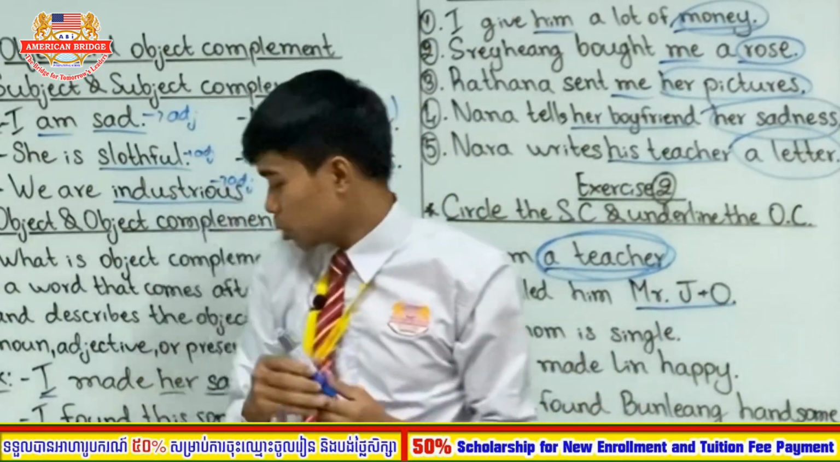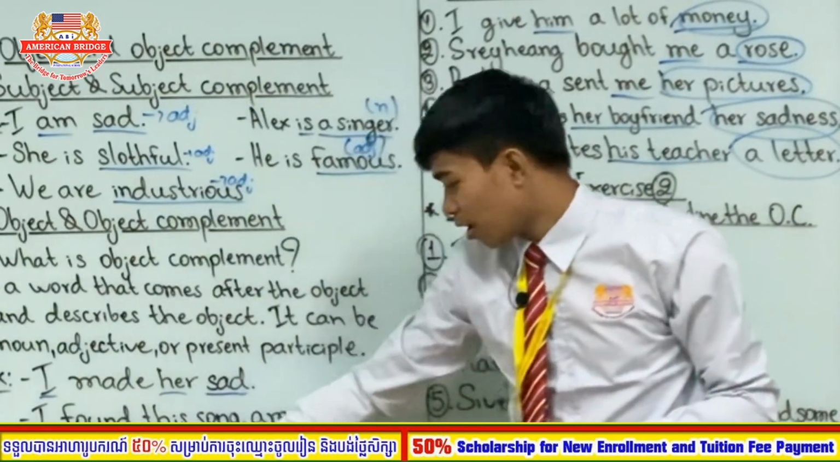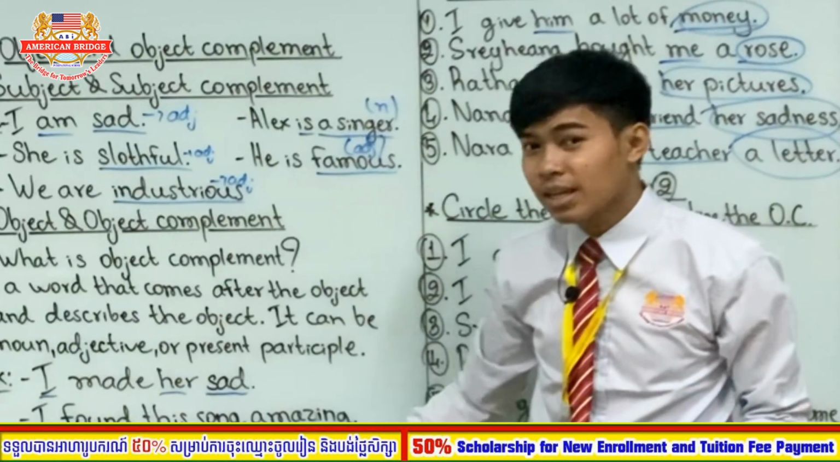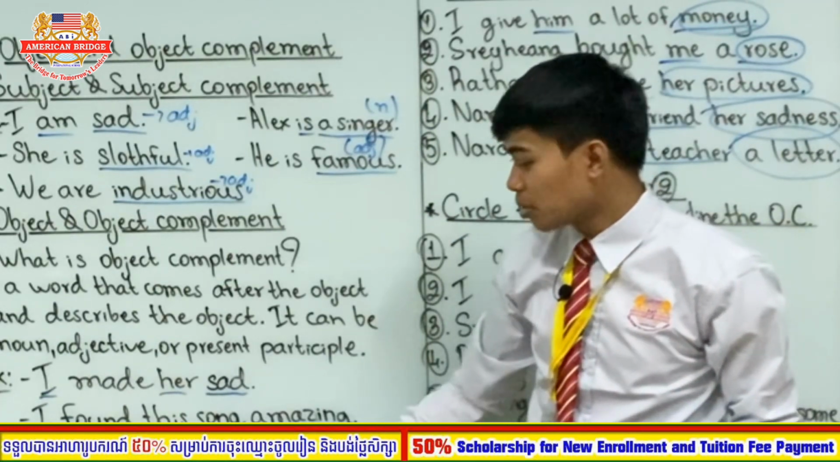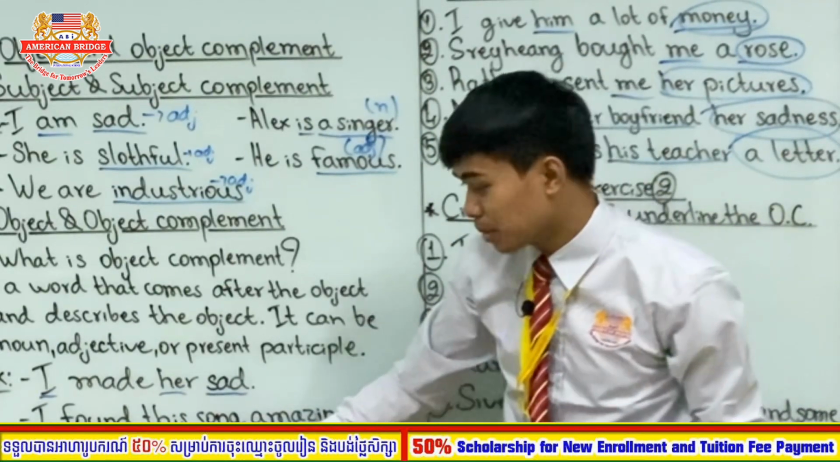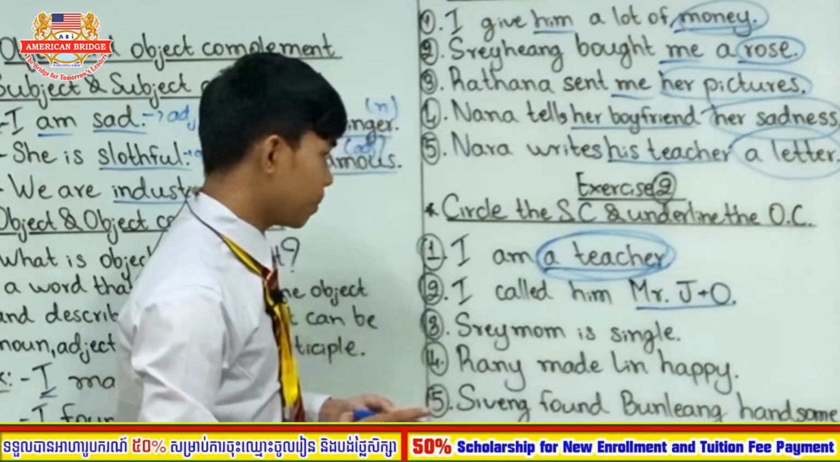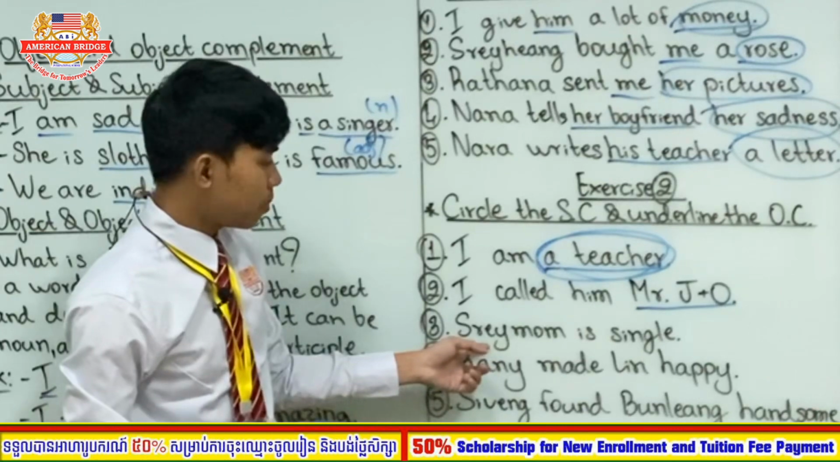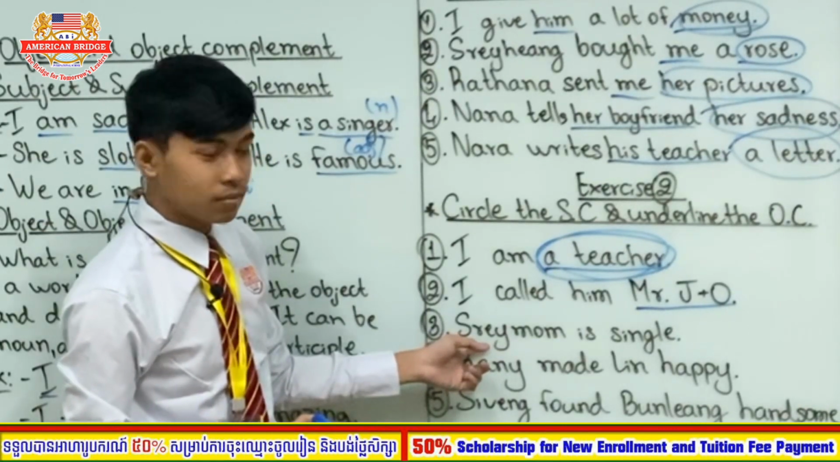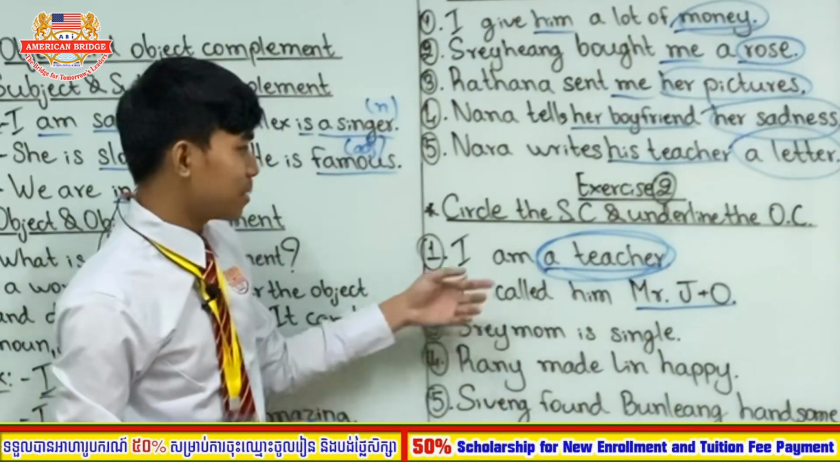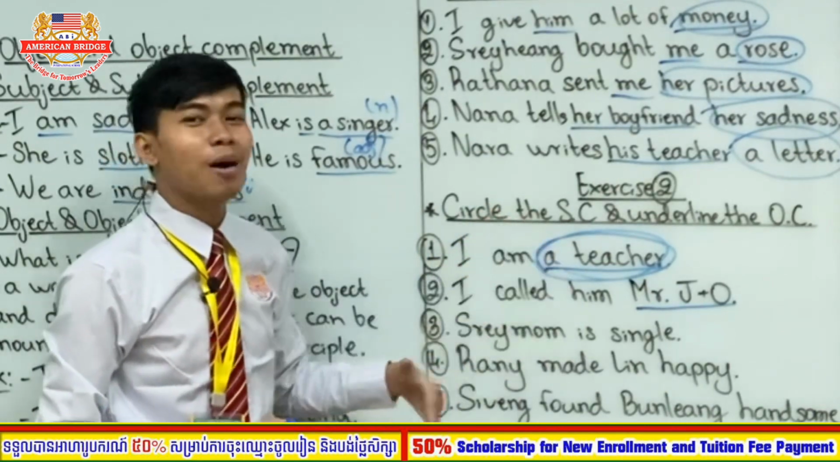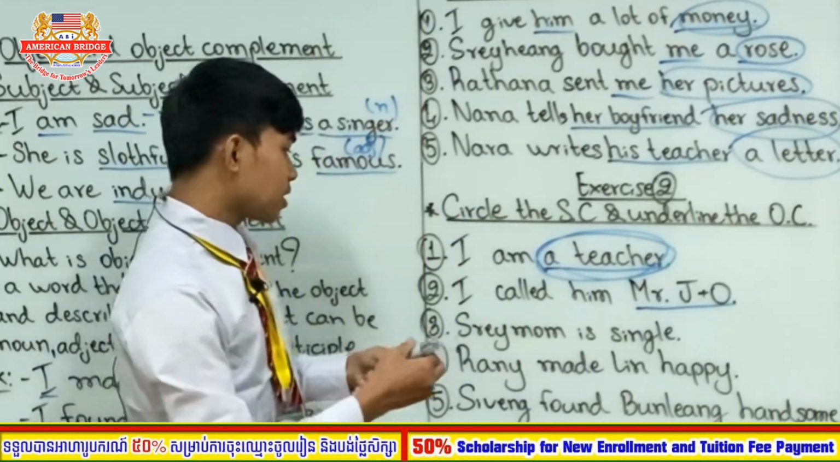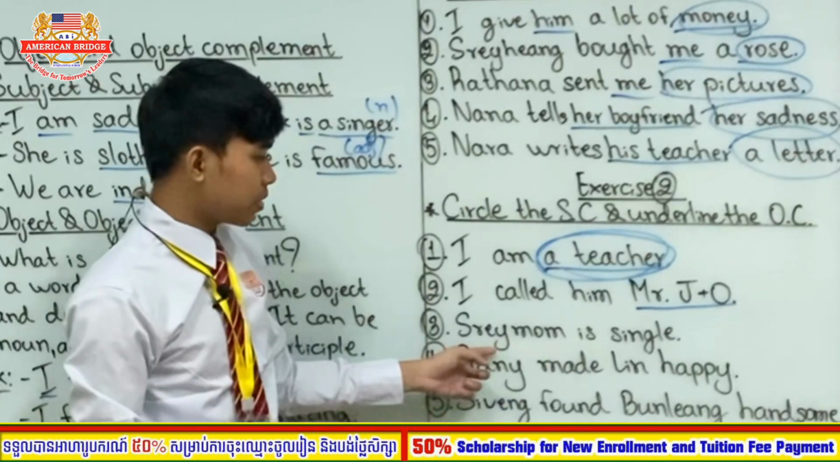It is similar to this one, right? They call me Mr. Sad. So Mr. Sad here is an object complement because it describes about the object me. Okay. Remember, let's go to number 3. Sri Mom is single. So is it about subject complement or is it about object complement? So Sri Mom is a subject, right?